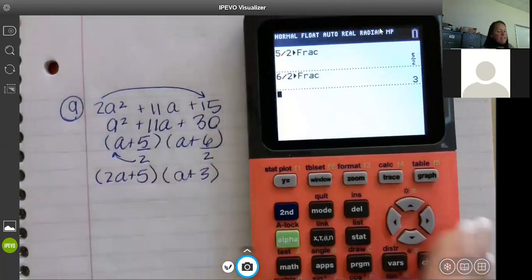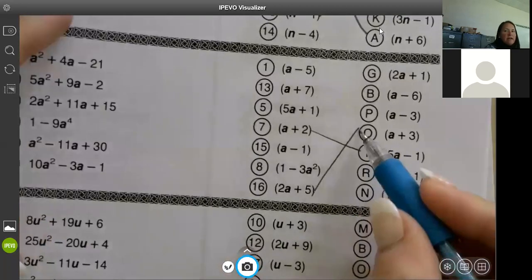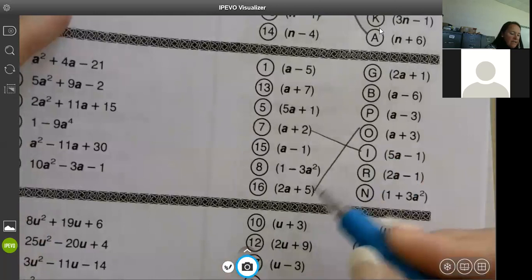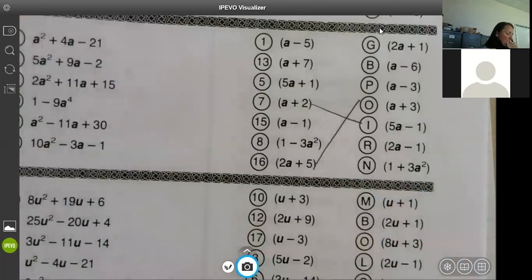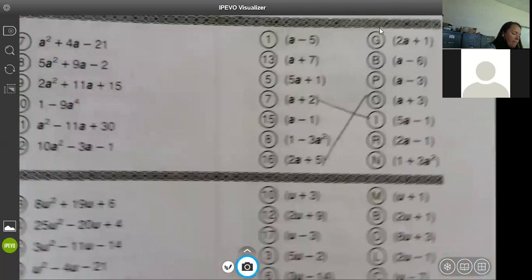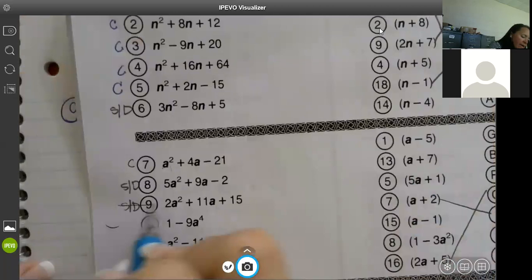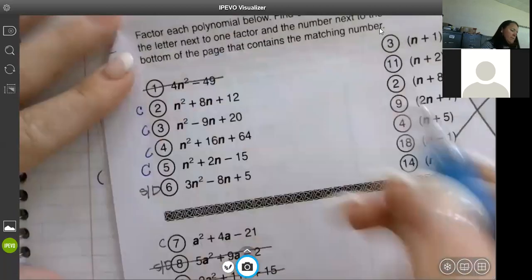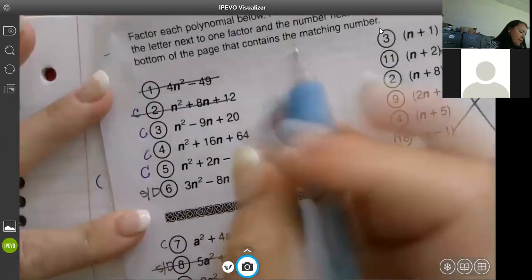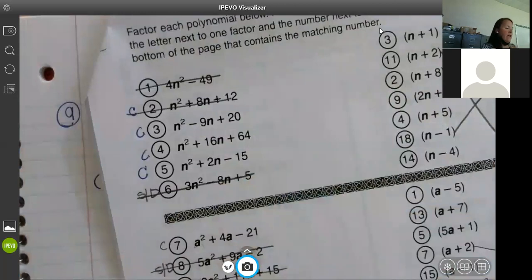All right, when we go back to the paper, again, we're in the middle section, 2A plus 5 and A plus 3 connect. So 16 is O. All right, so we did 8 and 9. We did 1, 2, and 6, right? Okay, so I told you I'm gonna try to do half and half with you.